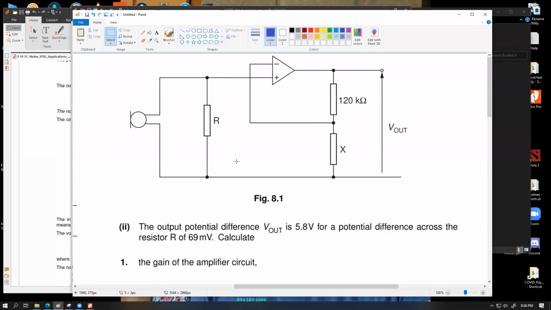First of all, this is a circuit that we have. The output potential V out is 5.8 volt for a potential difference across the resistor R of 69 millivolt.